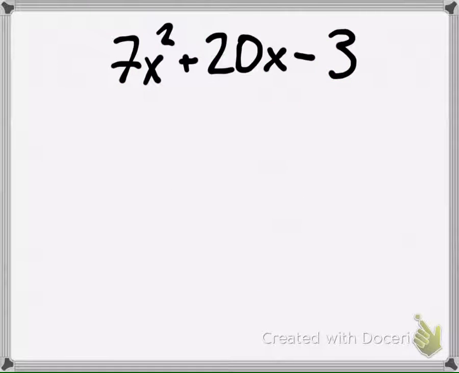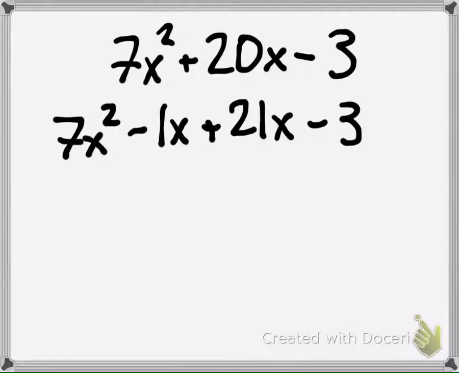So now I'm going to rewrite my equation 7x squared plus 20x minus 3 as 7x squared minus 1x plus 21x minus 3. As you can see, instead of just writing that 20x there, we are writing our two factors that add up together to give me 20x. Now that I have rewritten my equation in this way, I can start grouping.